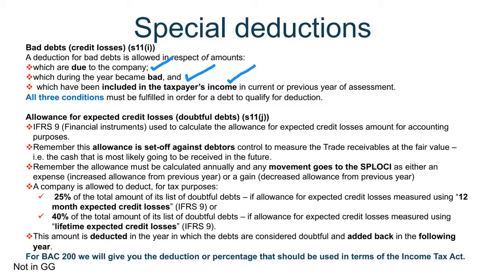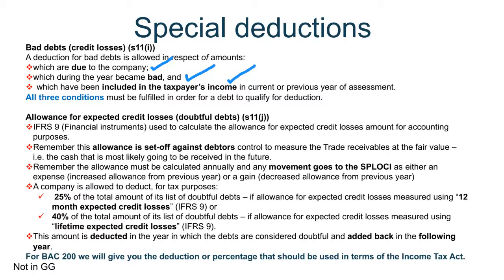So because it's an estimate, the tax authority is very reluctant to give us that full deduction, to allow us to deduct it from our taxable profits. So instead, what he says is, okay, because doing business in South Africa means that there is going to be a certain amount of people that will not pay you, right? They will not pay you. Then I will allow you to deduct a percentage, right? A percentage of this allowance.